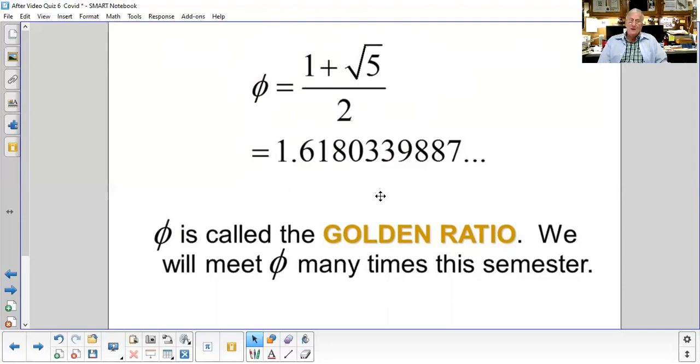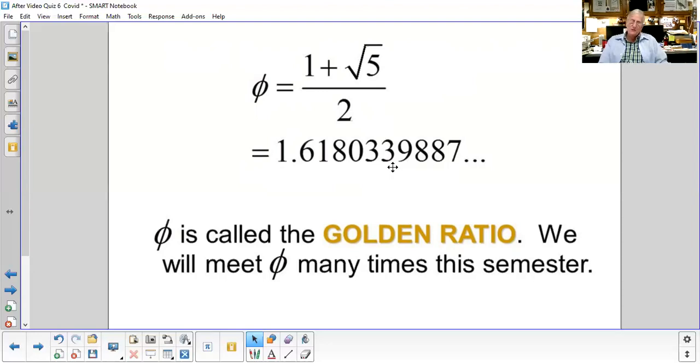But do you really need to memorize it? No, because if you memorize phi equals 1 plus the square root of 5 all over 2, you can work it out on your calculator, and you can figure out that it's 1.618034 rounded to 6 decimal places.